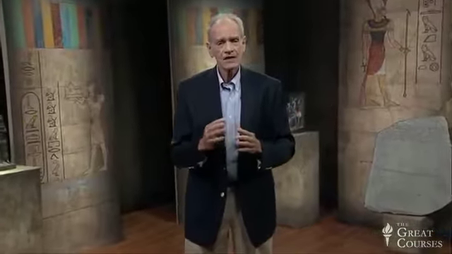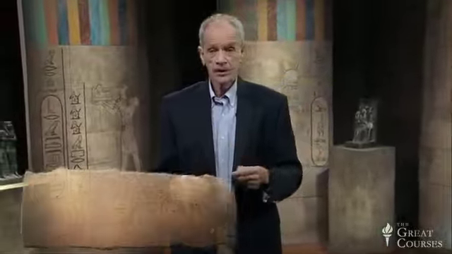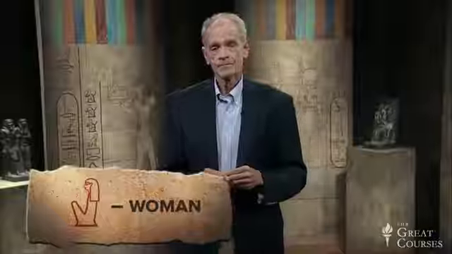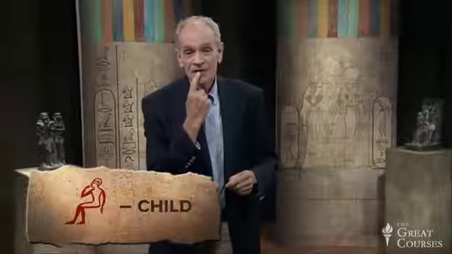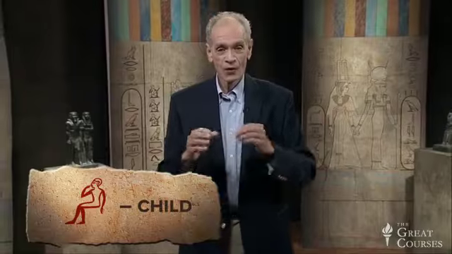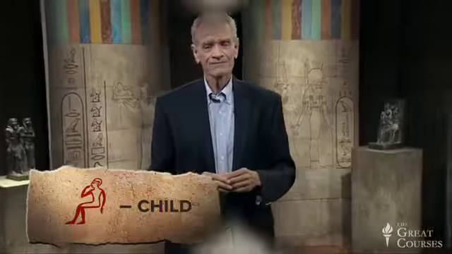There are lots of ideograms for people. Here's the one for man. We've seen it. And similarly, here's the one for woman. The one for child is neat. He has his finger to his mouth. He's sucking on his finger. We've already seen this as a determinative for the word for child. We just have to remember it can appear by itself and will mean child.